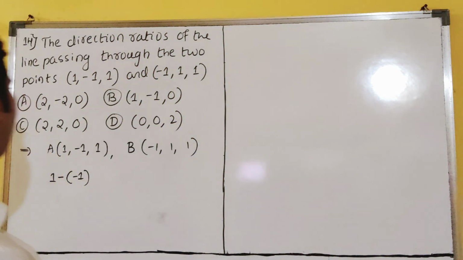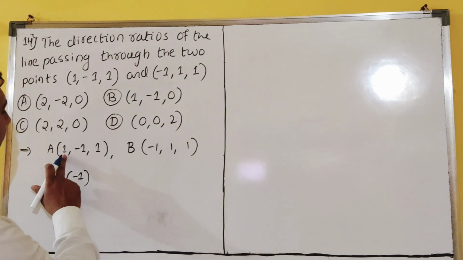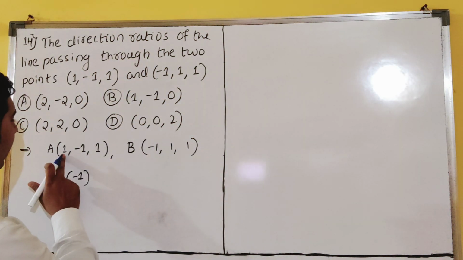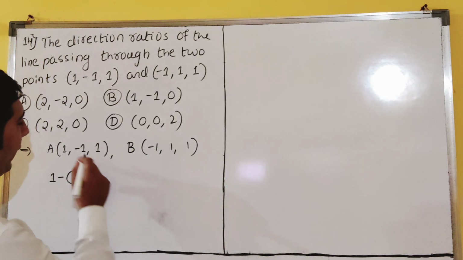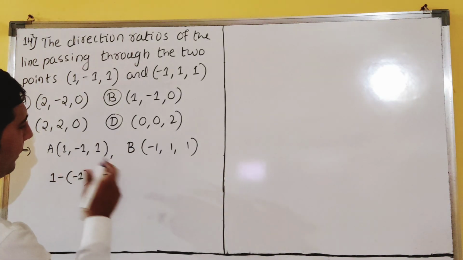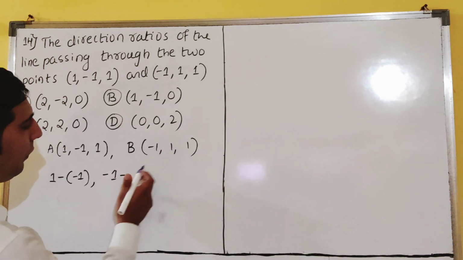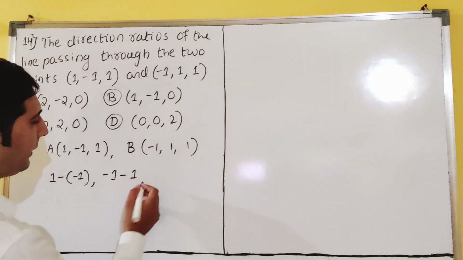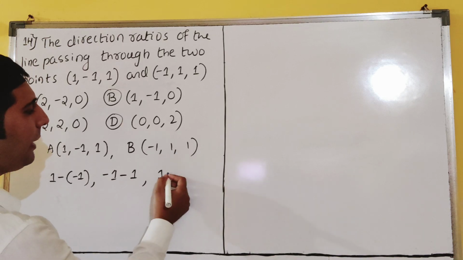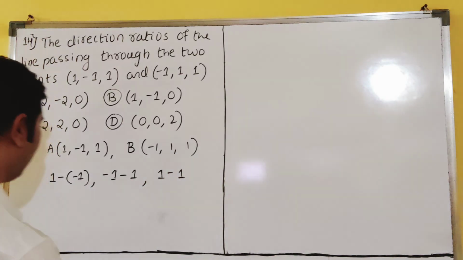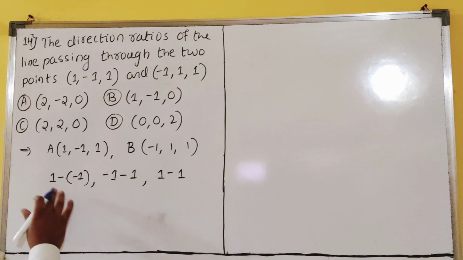So now see here. Here also we will work on x1 minus x2. x1 is 1, minus, I have written, x2 is minus 1. So y2 is what now? y1 is minus 1 minus of y2 is 1, dear students. So next z1 is 1, z2 is 1, dear students, minus 1. So now what we will get? This is our direction ratios.